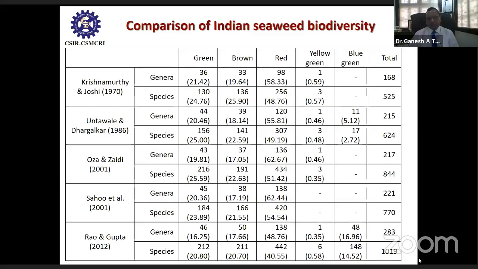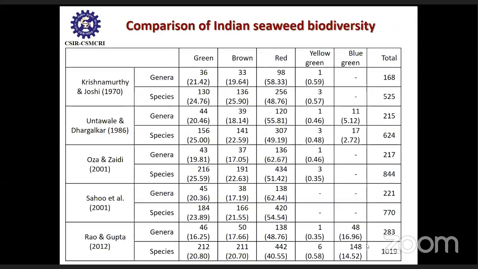The last checklist of Indian seaweed was published by Botanical Survey of India, and it was in 2012, and it was by Dr. P.S.N. Rao and Dr. Gupta, and it included maximum species. Those are around 1019. So if you see, this is a continuous compilation of data. I'm sure a new checklist will come shortly, which will include the new knowledge.